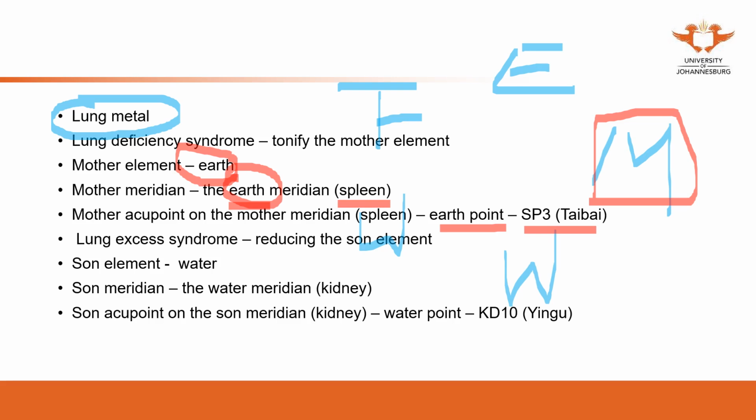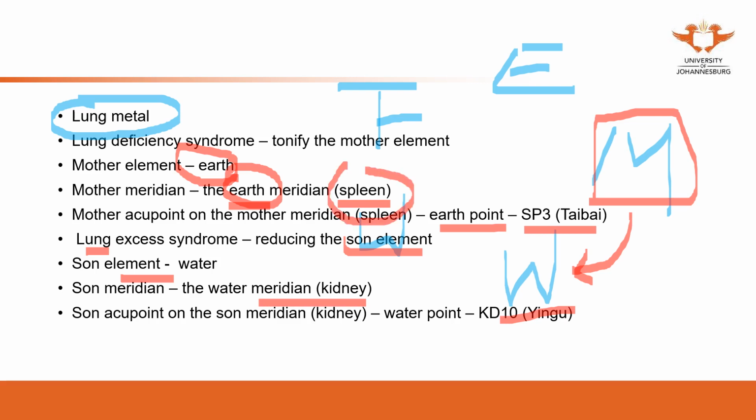For lung excess syndrome, you're going to use the reducing technique. For excess syndrome, I'm going to reduce the son. When I reduce the son, I'm going to think about the son meridian and the son element. The lung is the metal. The son is the water. I'm going to find the water meridian and the water acupoint. The water meridian is the kidney.